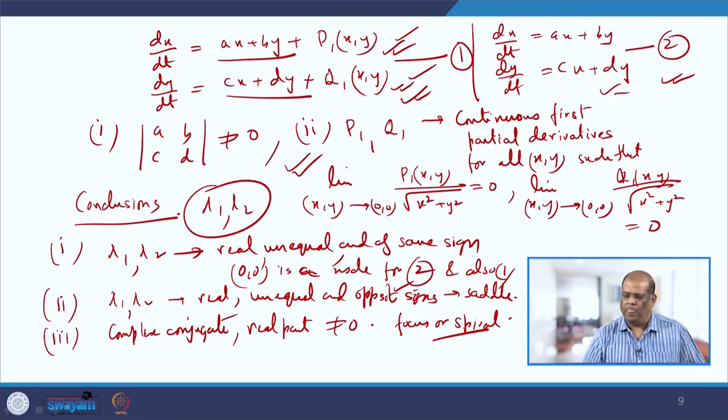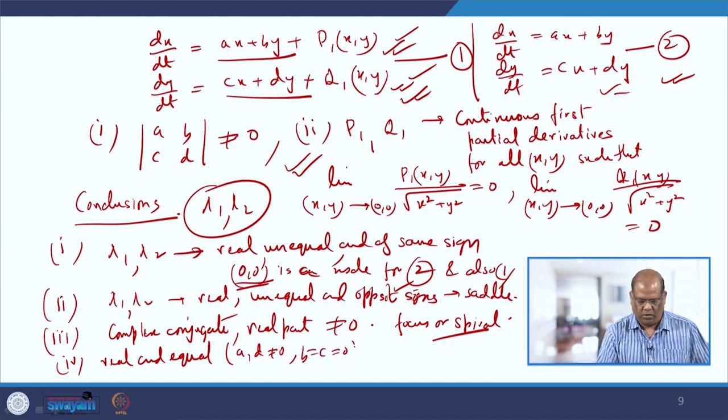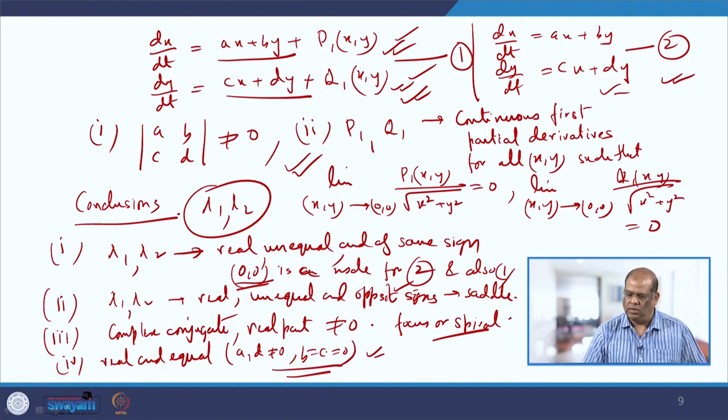So, if system 2 shows that it is a spiral or a focus, then system 1 will also have a spiral or a focus at the equilibrium point (0, 0). If the roots are real and equal, with A, D not equal to 0 and B equal to C equal to 0, this one is a bit conditional that you have to remember. Then if your system 2 is a node, your system 1 will also be a node.